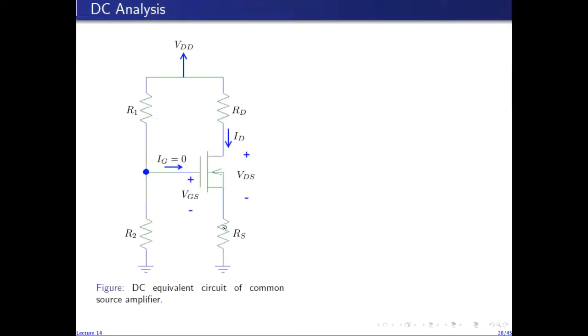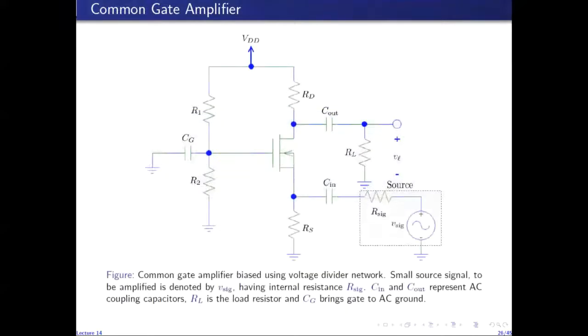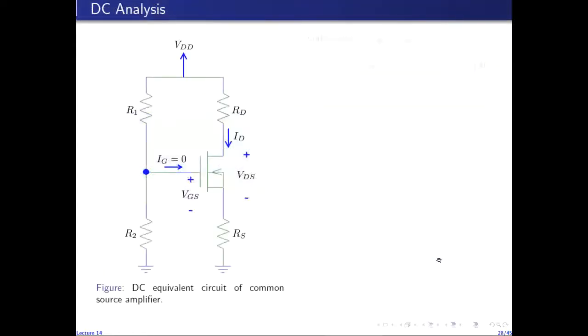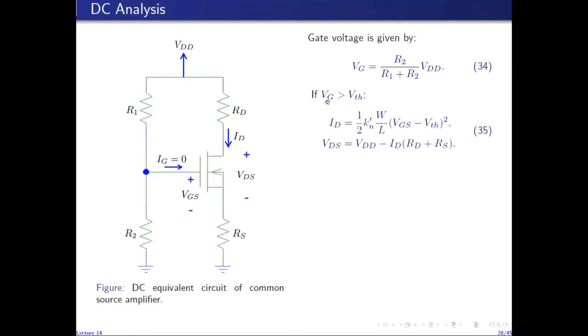So this is the DC equivalent circuit for a common gate amplifier, which is obtained by open circuiting the capacitors and by short circuiting the AC source to ground. As you can see, it is the same voltage divider biasing network with source degeneration resistance. So you'll find the gate voltage as before, and then you will analyze the gate voltage and see if the transistor is in on state or not.